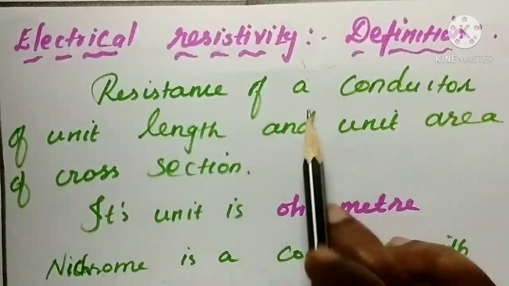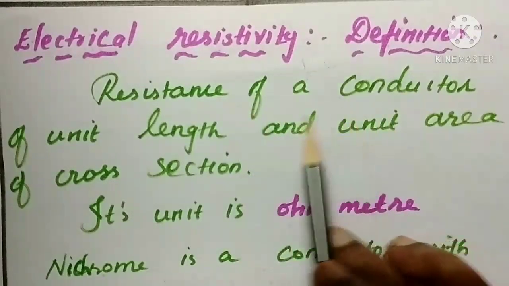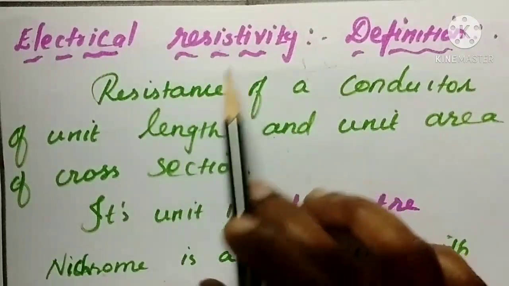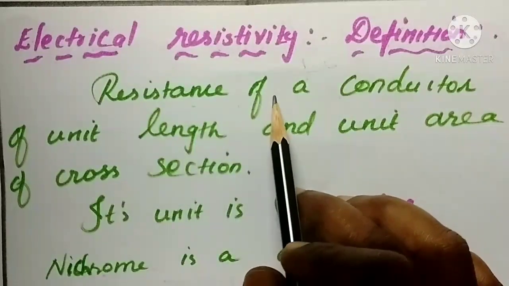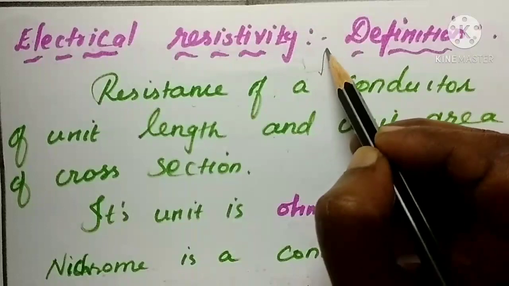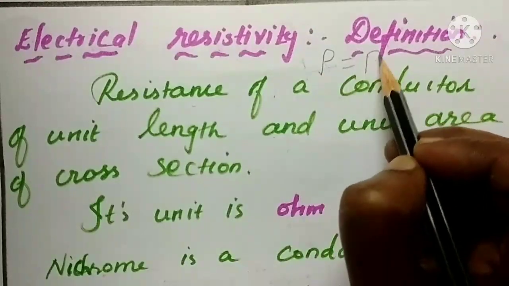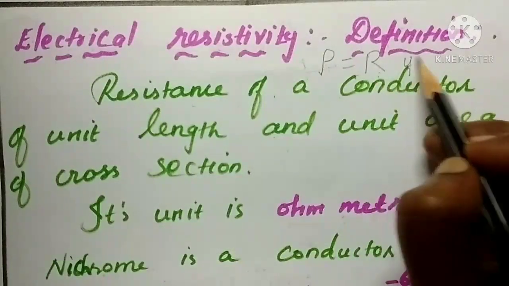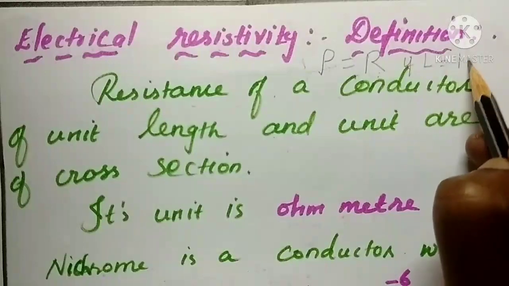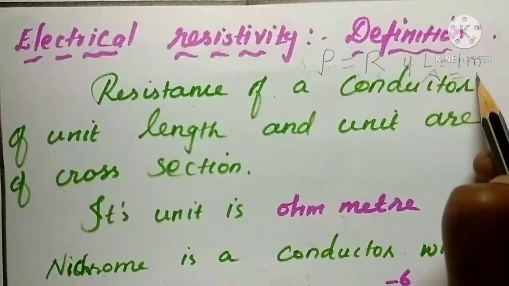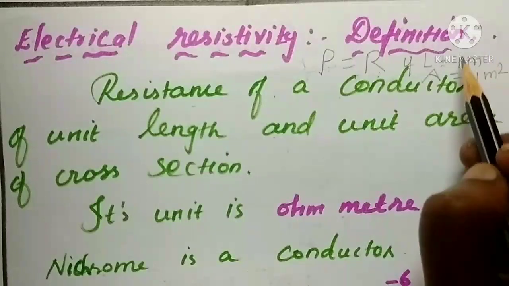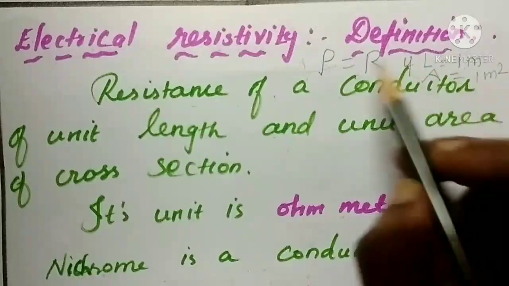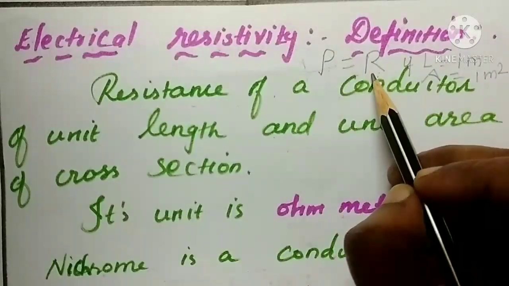Now we can learn the definition. The electrical resistivity is defined as the resistance of a conductor of unit length and unit area of the cross section. So rho is equal to R, the resistance of a conductor. What is the condition here? Yes, the length of this conductor is 1 meter and the area of the cross section is 1 meter square. Then electrical resistivity will be equal to the resistance.